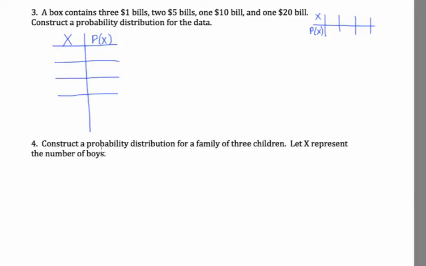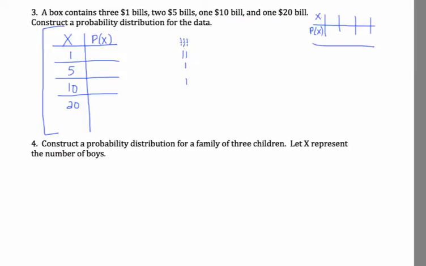Probability distribution. I like to write my probability distributions this way. The book does them this way. I'll show you why I like my way. First off, x. The x is what's going to happen. So we're going to have a $1 bill, a $5 bill, a $10 bill, and a $20 bill. The p of x is the probability that each thing will happen. So let's see. We've got 3 dollar bills, 2 $5 bills, 1 $10 bill, and 1 $20 bill.